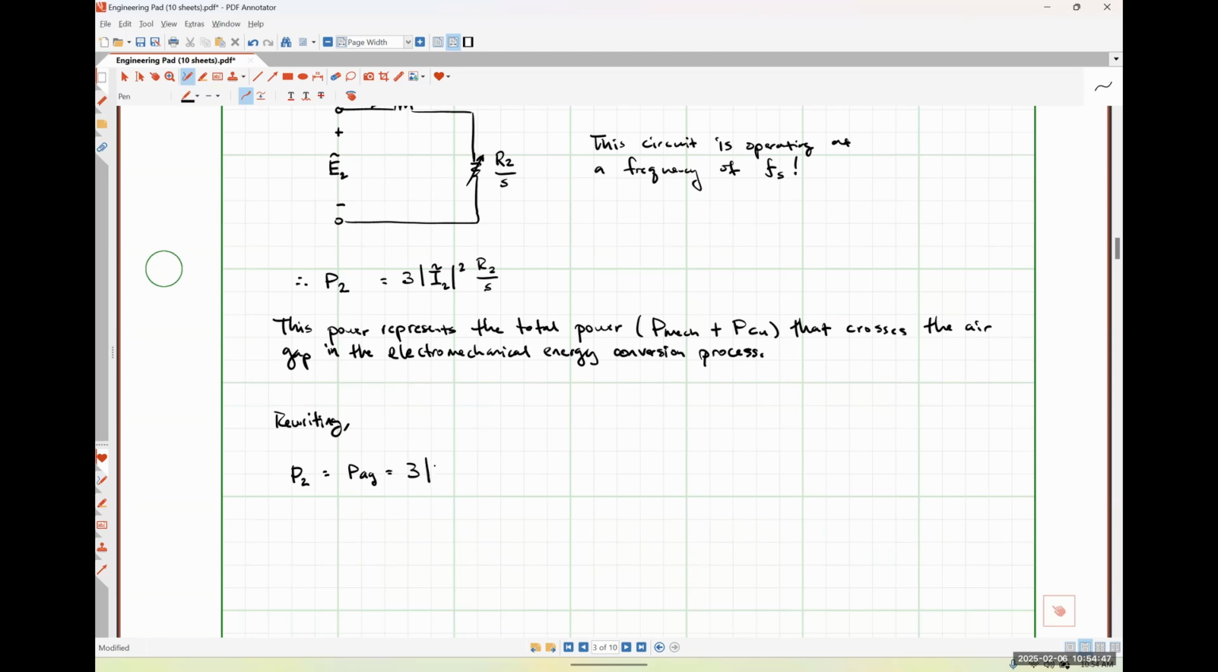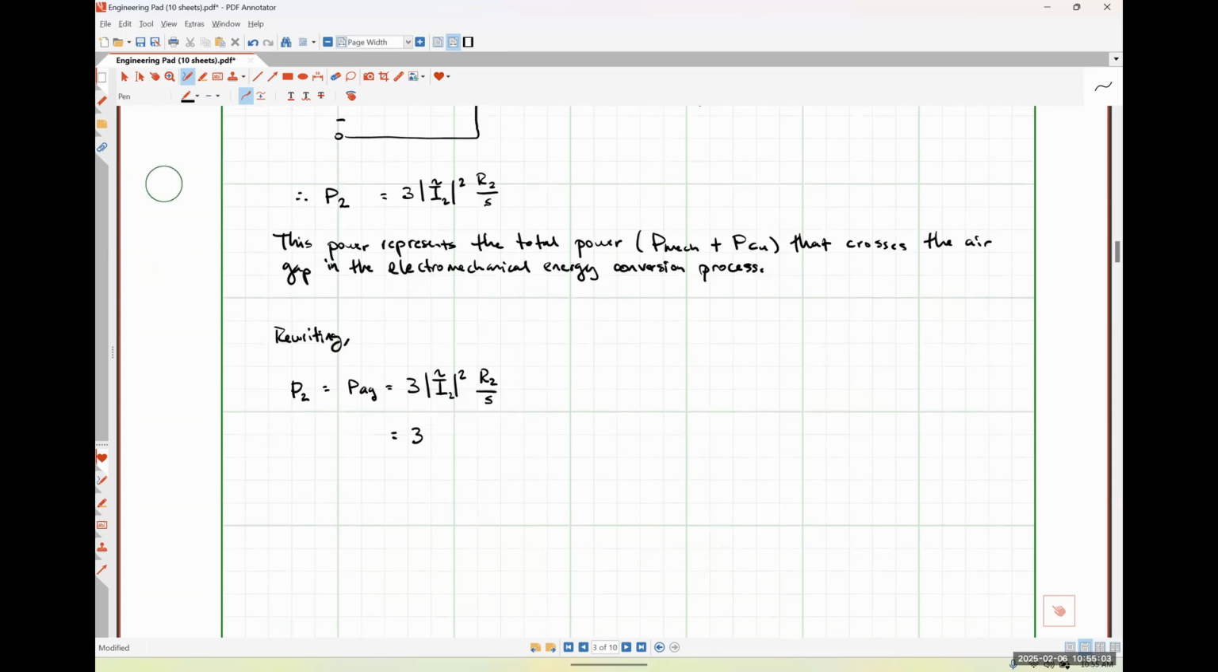We know that this is 3 times the magnitude of our current squared times R2 over S. And I'm going to write this as 3 times the magnitude of I2 squared multiplied by a factor of R2 plus R2 over S times 1 minus S. So this seems like a weird thing that's going on here. What I'm attempting to do is to split these up into constituent parts.